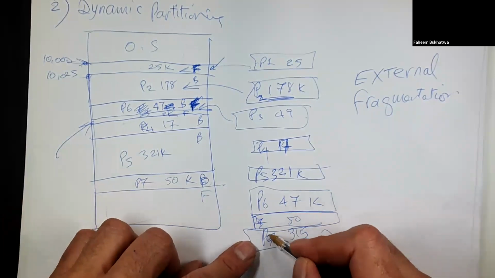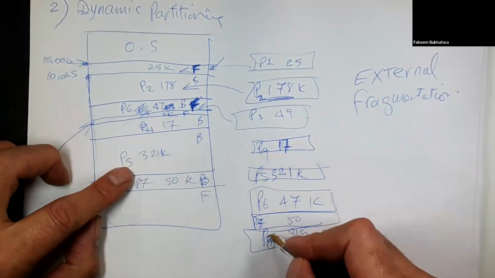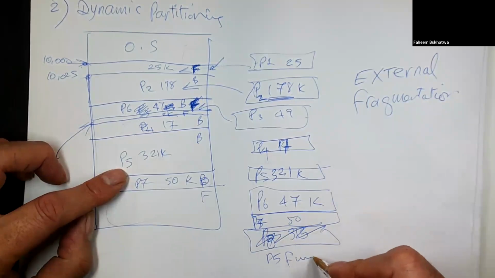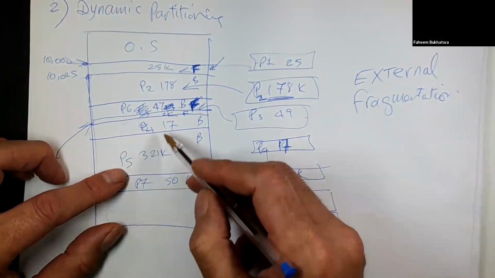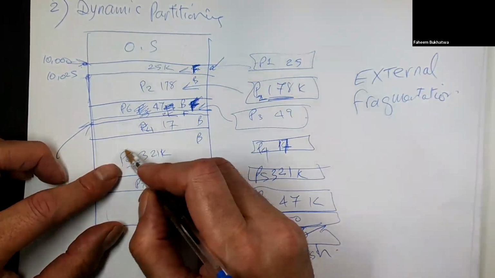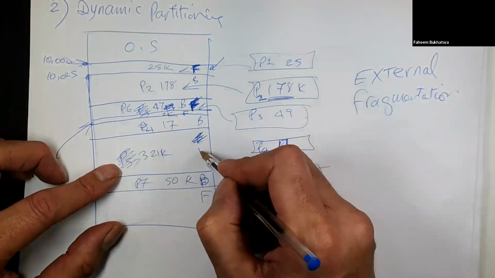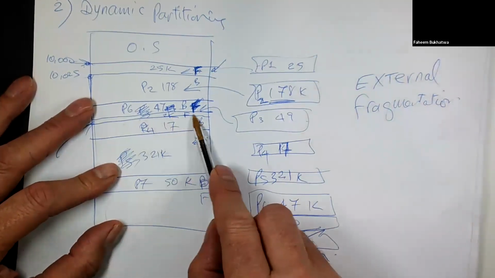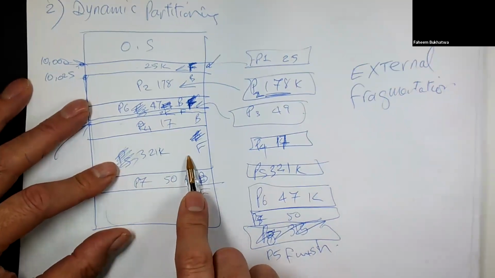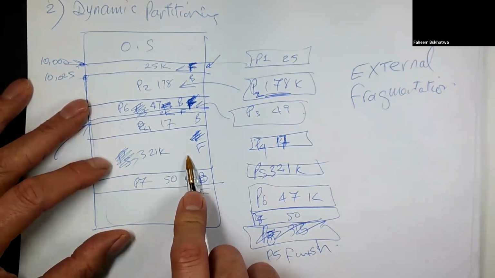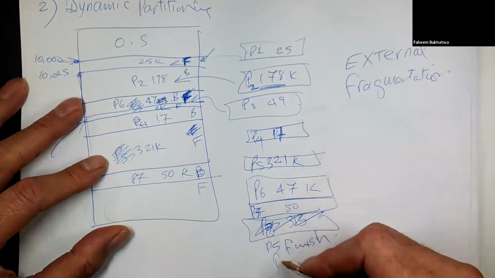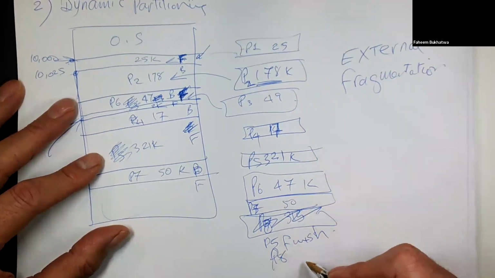But now program number 8 comes in, or program number 5 finishes. Program 5 ends. So we go down, this program finishes, it's gone, and we mark it as no longer busy, it's free. So we now have 25K free, 2K free, and 321K free. Now program number 8 comes in and says, I need 315K.